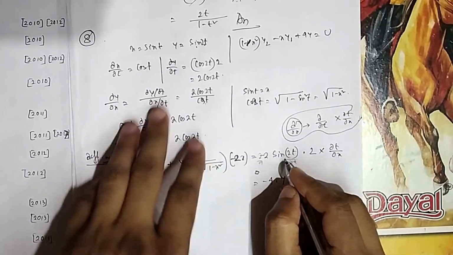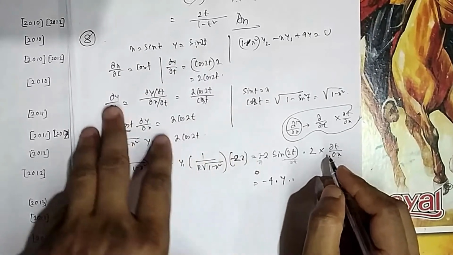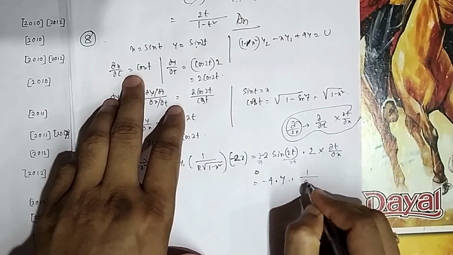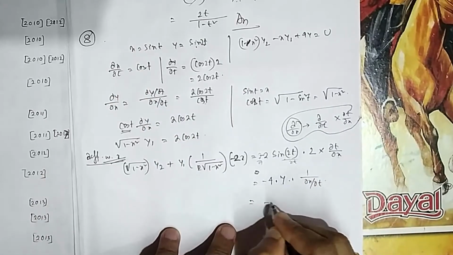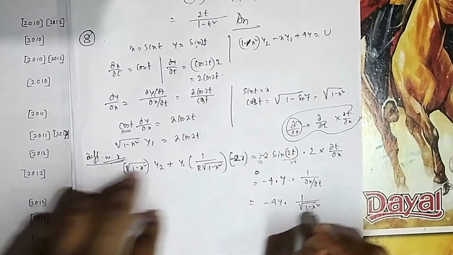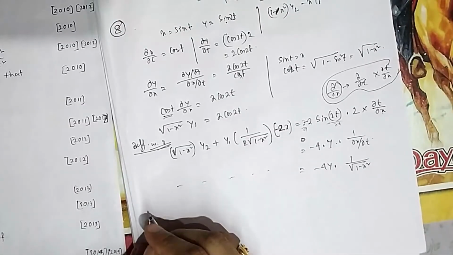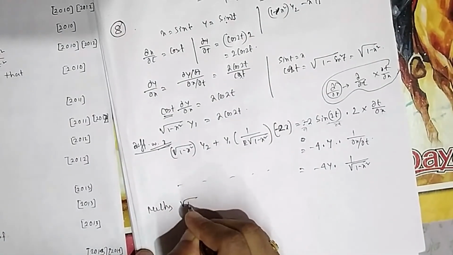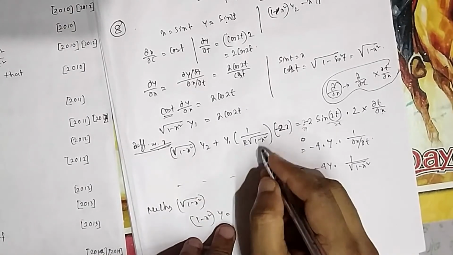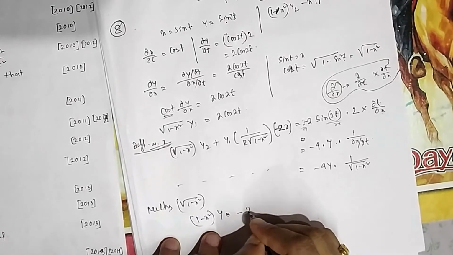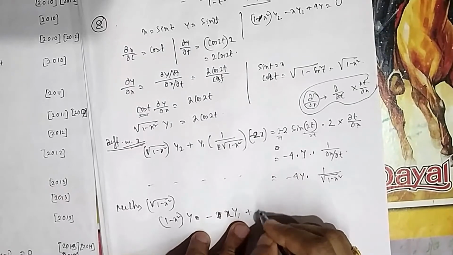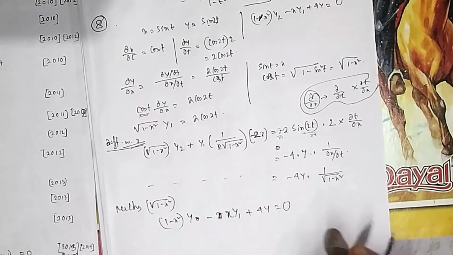So this one is minus 4 y, sin 2t you can write y, and what is dt by dx? dt by dx you have already done, this is 1 by cos t, 1 by dx by dt. So it is minus 4 into 1 by cos t. Cos t is under root 1 minus x square. Now you multiply again by under root 1 minus x square on both sides. So it will be 1 minus x square y2, minus x y1, plus 4y is equal to 0. So this is the proof.